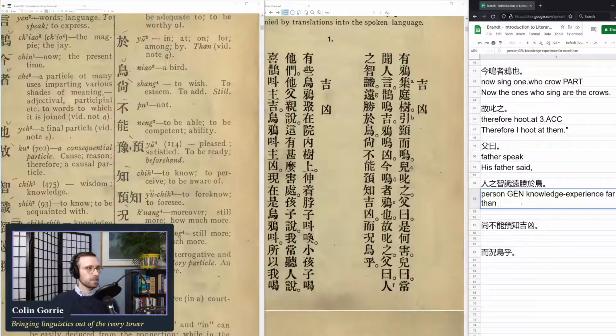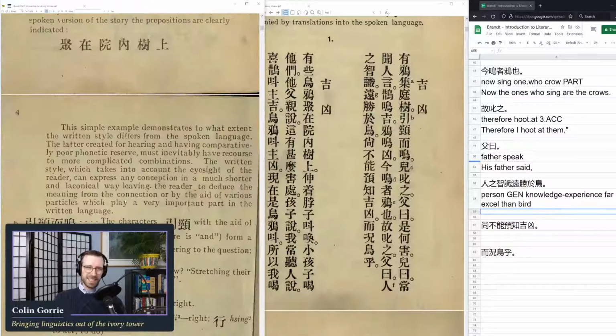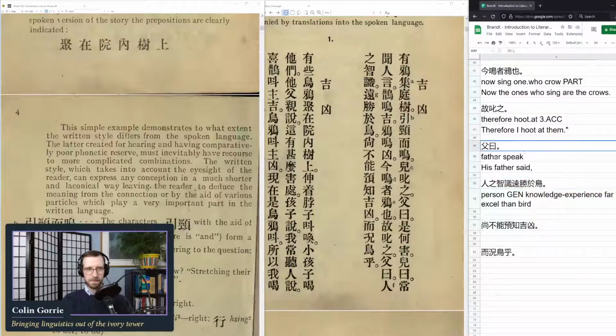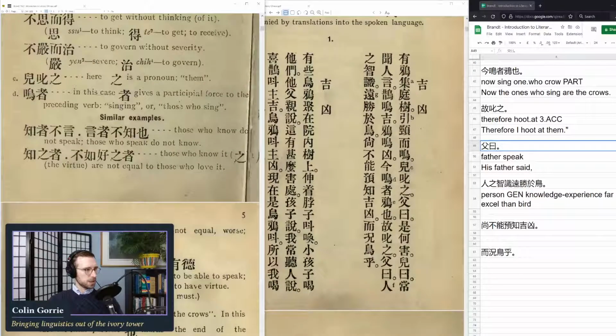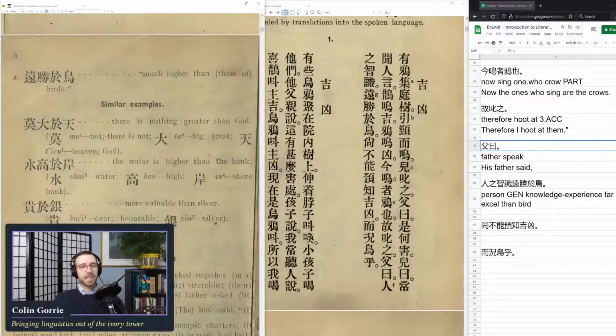And then we have niao, bird. Okay. So I think, you know, sort of intuitively, just from looking at this and knowing what we know about the world, we might say something like a person's knowledge and experience far exceeds that of a bird. Or people know a lot more than birds do. But let's understand what's going on with that yu, this one here, which means than. Okay, so it says here much higher than those of birds. It doesn't really give us too much help.